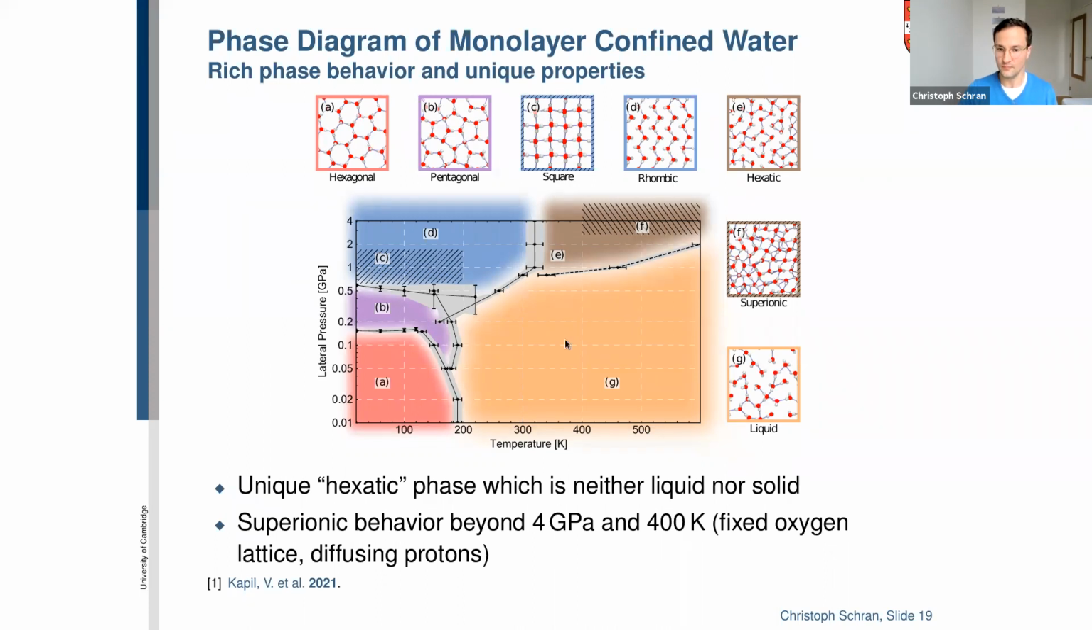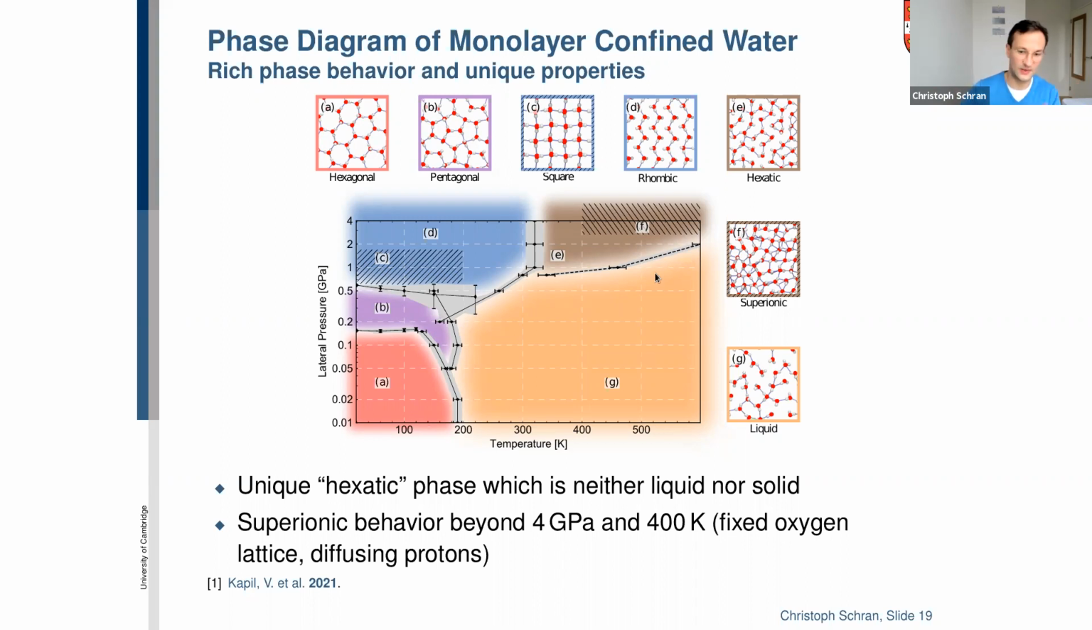And we like using this machine learning approach, we are able to get a full picture of the phase diagram here. The nice aspect is that, I will not go into details here, we actually see some new, previously not seen phases, a so-called hexatic phase, which is neither a liquid nor a solid. So a phase in between those two, and we recover superionic behavior beyond 4 gigapascal and 400 Kelvin, where we essentially have fixed oxygen atoms and then diffusing protons.